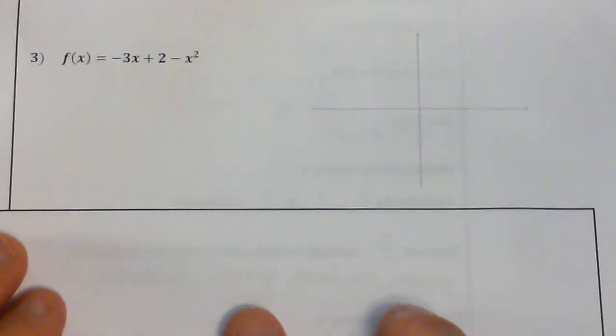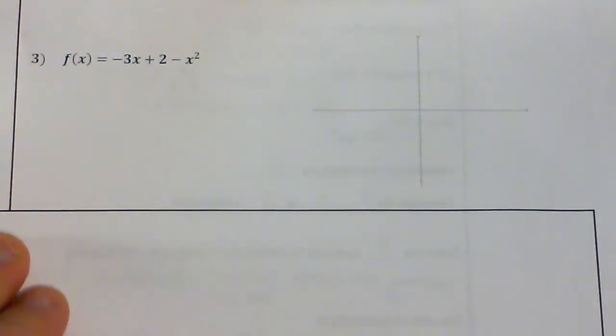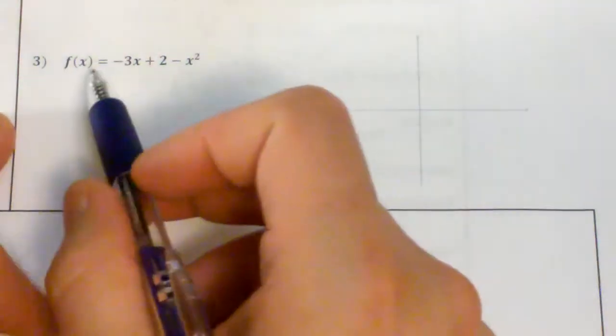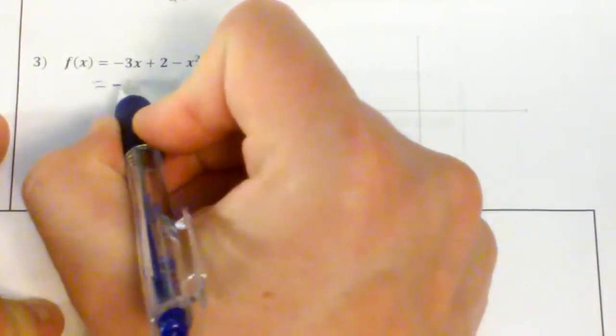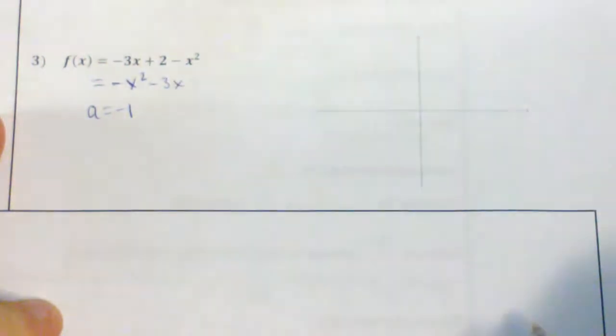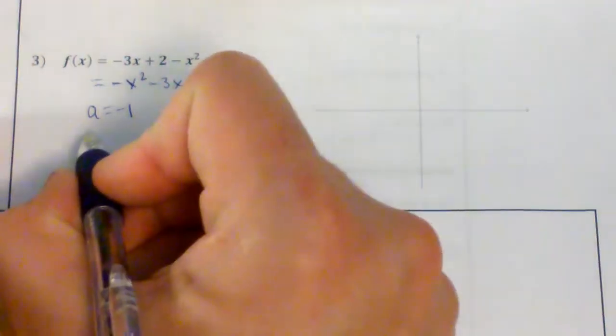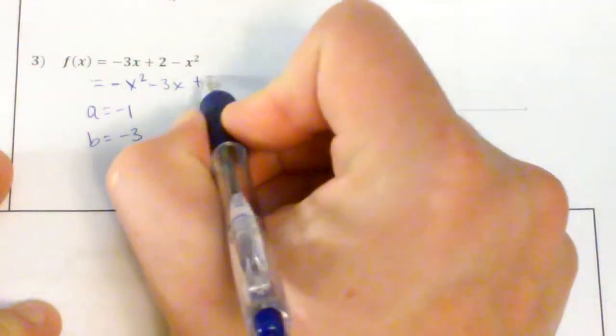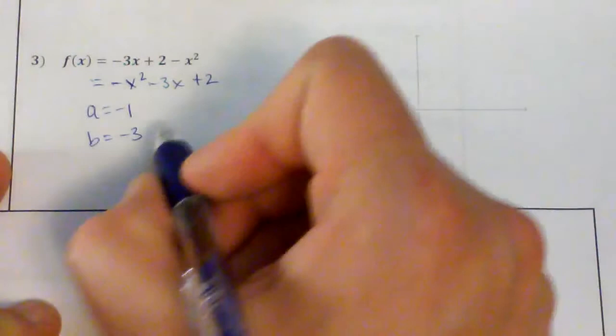All right, so here's the third one. Hopefully you had a chance to finish that up. This one's not in standard form, so I'm going to rewrite it in standard form. My x squared term is first. That's a negative x squared, so a must be negative 1. My x term is negative 3x, so it's minus 3x, which means b is negative 3. And then my constant is a positive 2, so I'll go last. So there it is in standard form, and that means c is positive 2.